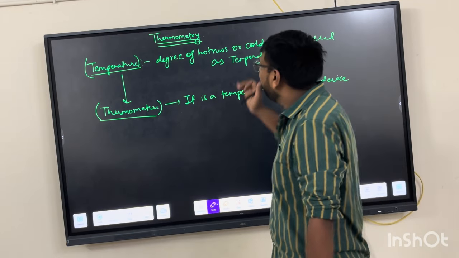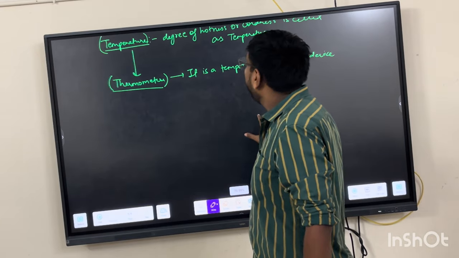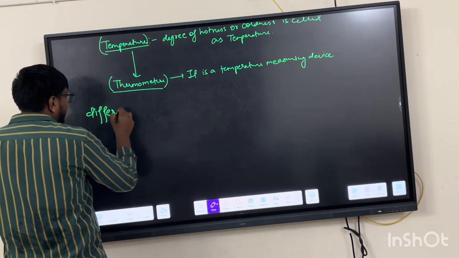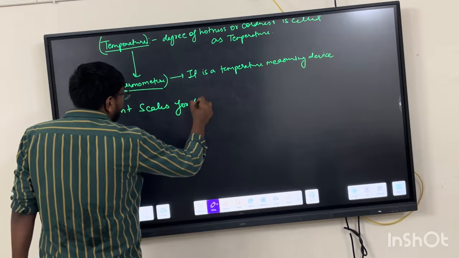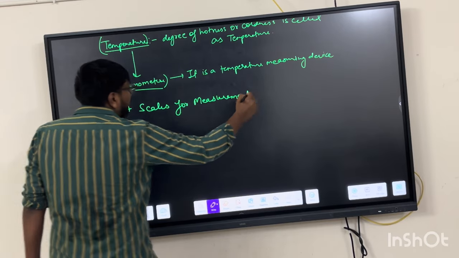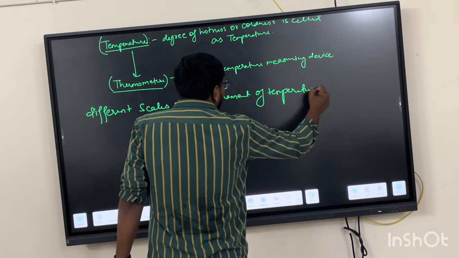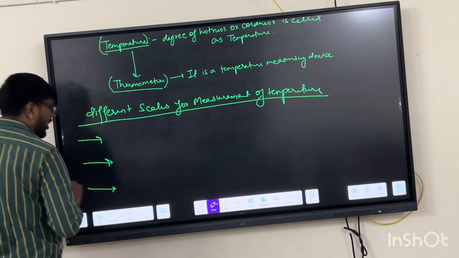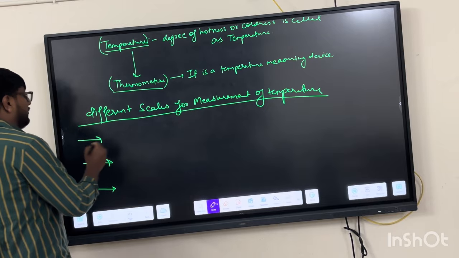So that's it. We have different types of scales for the measurement of temperature. Mainly we are going to talk about three scales. We have two more scales, but mainly we will talk about three.